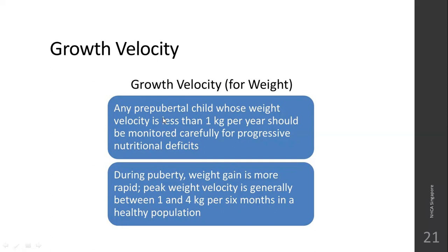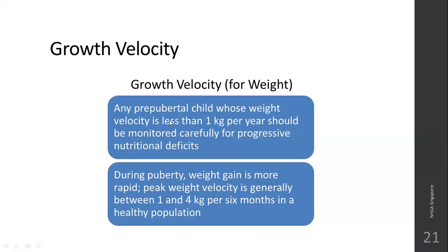Okay, during puberty and after puberty, the weight gain is much more rapid. Okay, within a year, the child may gain 2 to 3 kgs. In some cases, 5 kgs within a year, because a growth spurt is taking place. So before puberty, if the child is gaining less than 1 kg per year, there is something wrong. After puberty, the weight gain is more. Peak weight velocity is generally between 1 to 4 kg every 6 months for a teenager, okay, in a healthy population. So that is the growth velocity for weight.